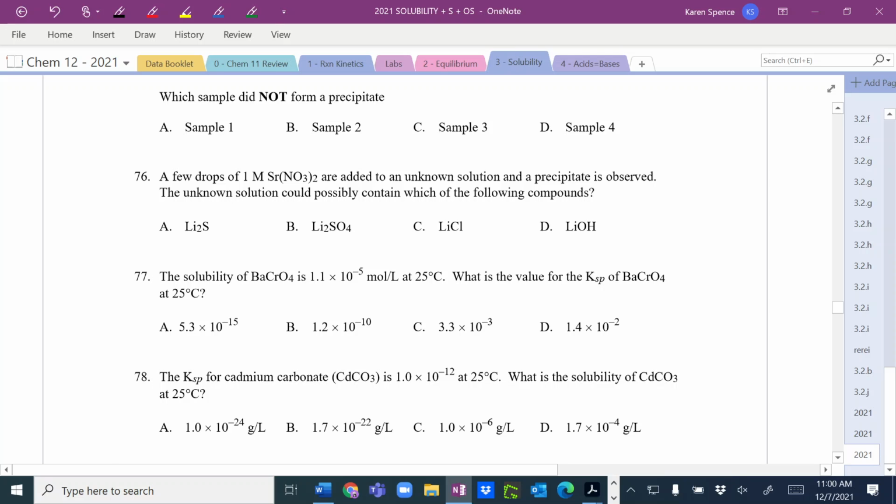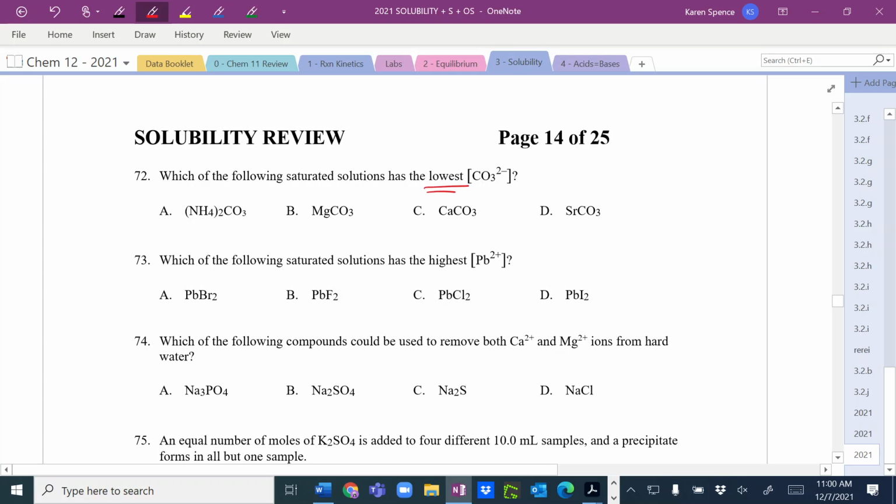Which of the following saturated solutions has the lowest concentration of carbonate? For this one, you are certainly not looking at ammonium, because ammonium is soluble with everything, and therefore it will have a high concentration of carbonate. The other three, magnesium, calcium, strontium, are all low solubility.